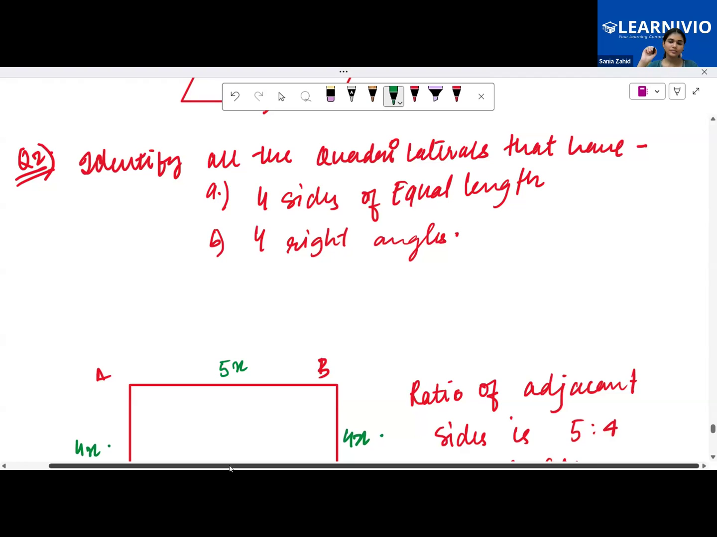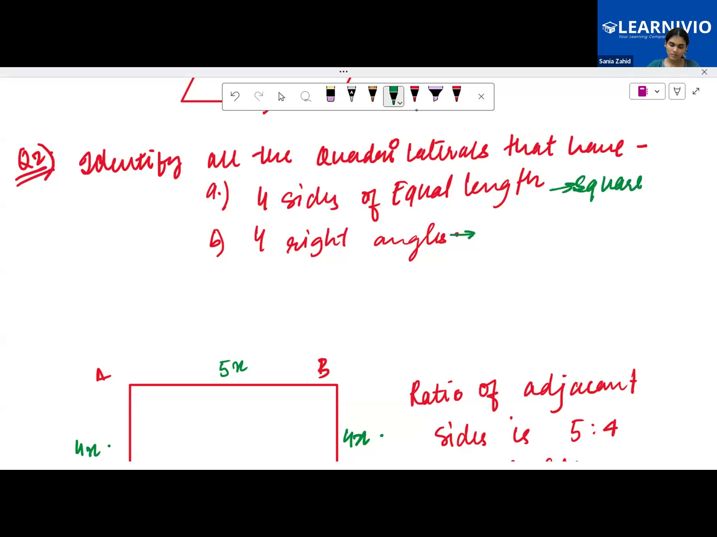Yes, tell me, Amar. Ma'am, A is square. B is rectangle and square. B is rhombus and rectangle and square. No. B is just rectangle. Oh, rectangle and square.